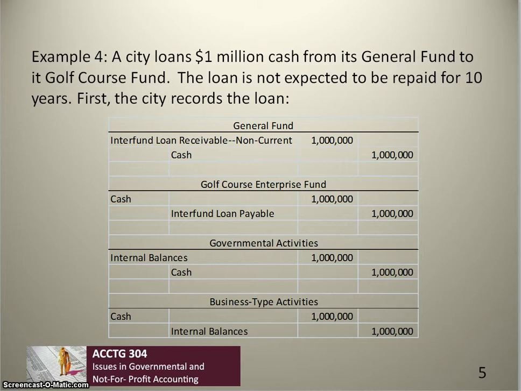Again, because this is a transaction that crosses over between the governmental activities and the business type activities, we need to make an entry in both the governmental activities and the business type activities. In this case, the payable from the business type activities to the governmental activities is recorded using the account internal balances.